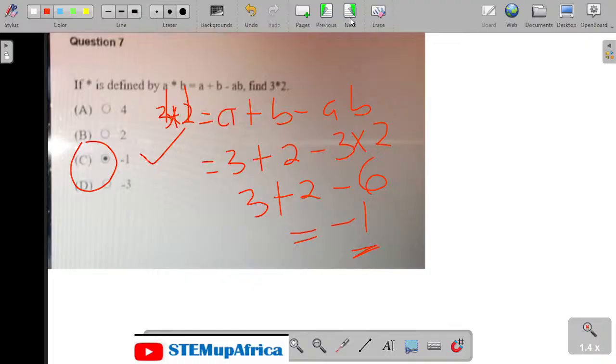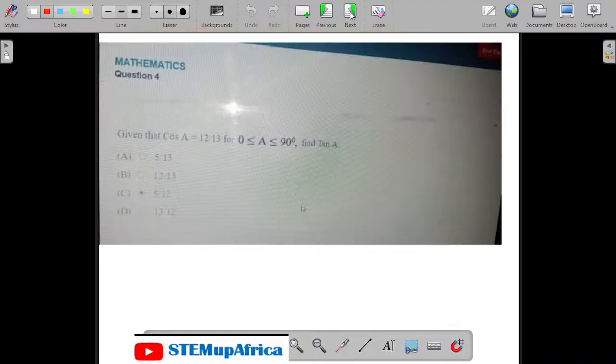So next, this is trigonometry. Given that cos A is 12 over 13 for 0 degree less than or equal to A less than or equal to 90 degrees, find tan A. So 0 degree to 90 degree happen to be acute angles.